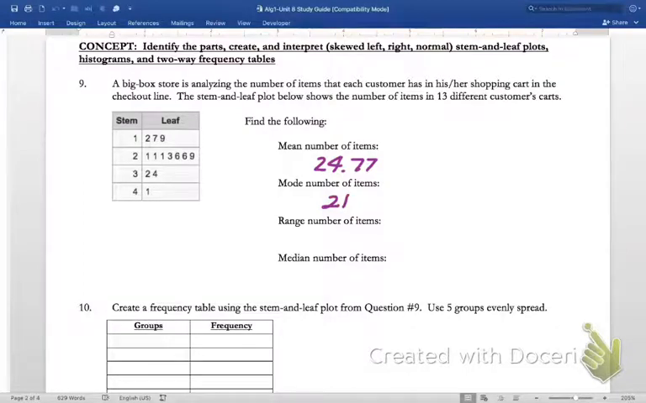The mode is the number 21 because 21 appears the most often. The range is 41 minus 12, so that's 29. And the median is the middle. I can find the median by just crossing off the smallest, the biggest, next smallest, next biggest, and so on. And I found out that the median is 23.